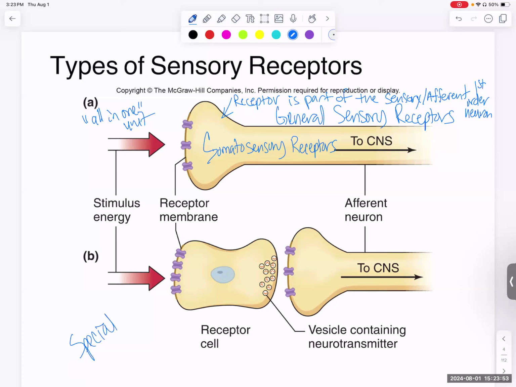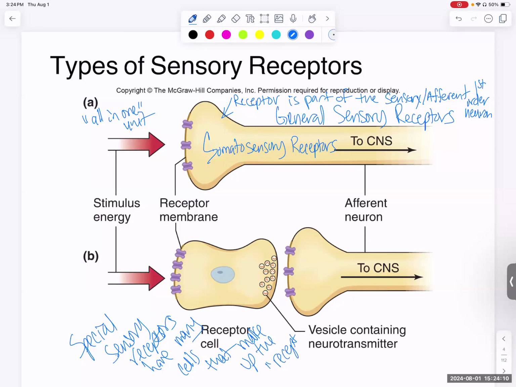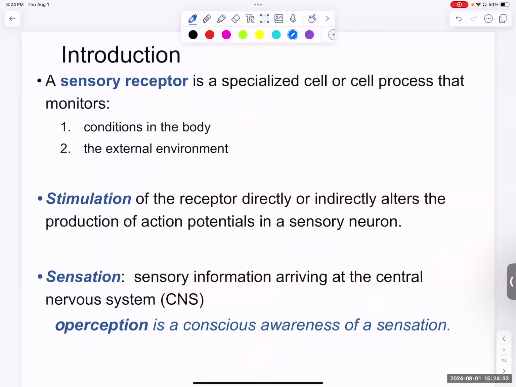Special sensory receptors have many cells that make up the receptor, and it can be different from the first order afferent neuron. So it is not an all-in-one unit. Special senses, multiple cells, complicated. Somatosensory, all-in-one unit, less complicated.